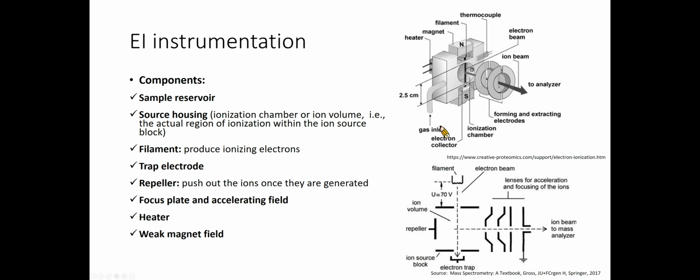The conventional electron ionization instrumentation includes a sample reservoir, a source housing, a filament that can produce ionizing electrons, a trap electrode, a repeller that can push out the ions towards the analyzer once they are generated, and a focus plate and accelerating field, a heater, and a weak magnetic field.